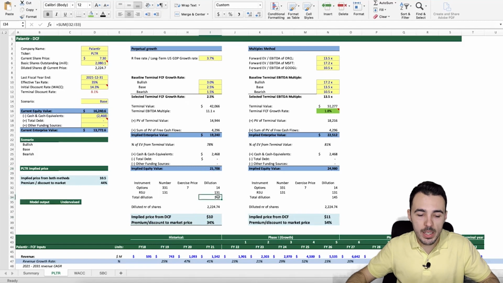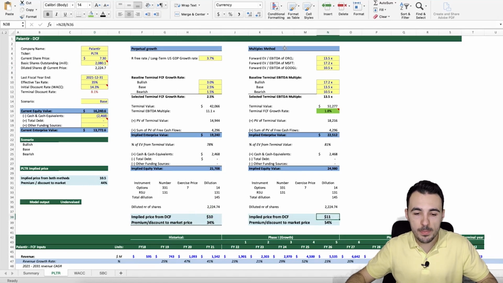Next, we have a very important aspect. We see here the diluted number of shares. The diluted number of shares is calculated by adding all the stock options and the restricted stock units independently of their statuses to the basic shares outstanding. This is a good way to take into account the dilution for the already issued stock options and restricted stock units. For the perpetual growth, we have a $10 implied price.